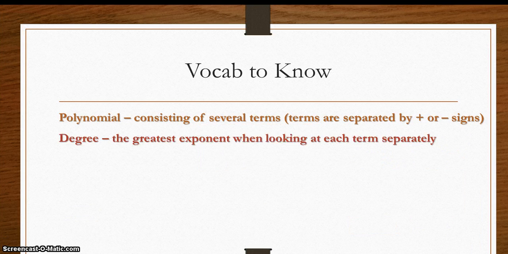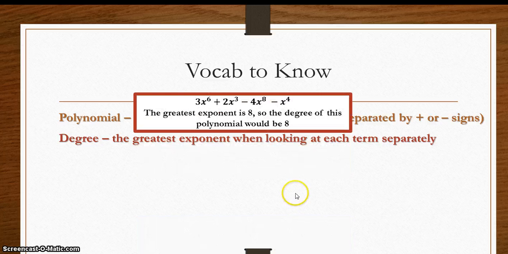Degree is the highest exponent when you look at each term separately. So here, and this is in one variable, the greatest exponent is 8, so the degree of this polynomial would be 8.